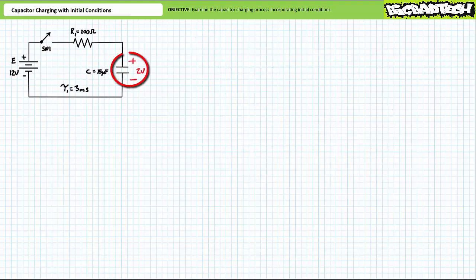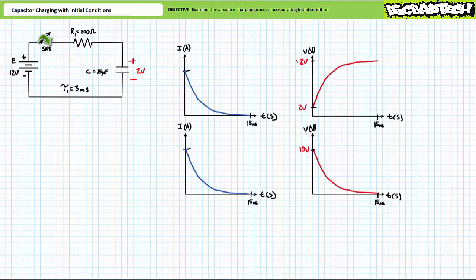For the purposes of today's lecture, let's assume the capacitor initiates the charging process not at 0 volts, but rather with some starting voltage, VI, of 2 volts, oriented positive to negative top to bottom. Incorporating this initial voltage doesn't necessarily change the charging process all that much. Even the time constant remains the same at 3 milliseconds. After all, we're using the same 200 ohm resistor and the same 15 microfarad capacitor. Even the plots of electrical properties as a function of time don't change that much.